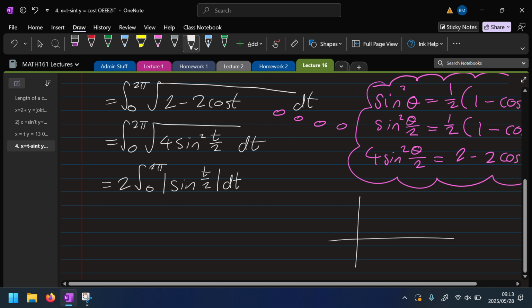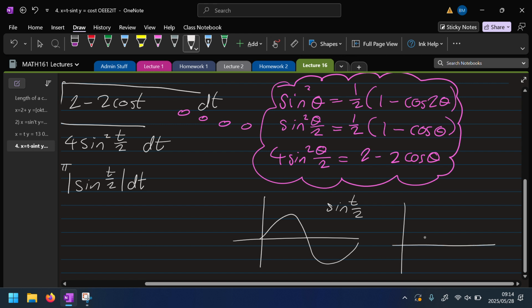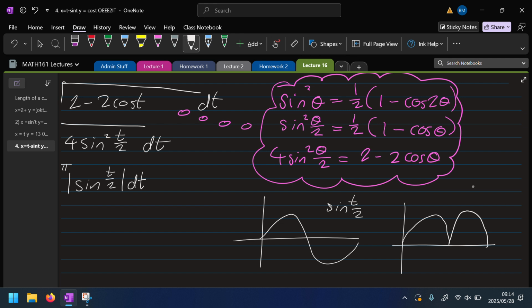Okay, so again, we know what sine t over 2 is going to look like. It's just some sine graph like that, where it goes through some positive parts and then some negative parts. So this is just sine t over 2. But for the absolute value of sine t over 2, that negative part is now going to become positive from the absolute value. So it will have that same double hop thing like we had before. So this one is the absolute value of sine t over 2.